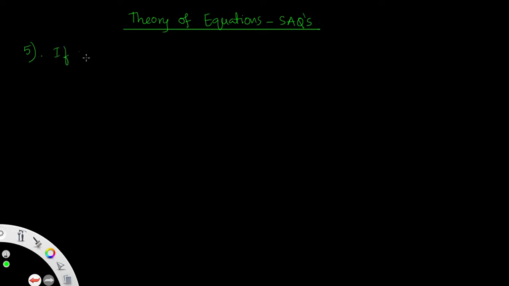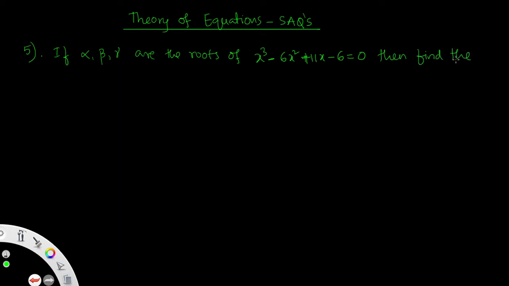If alpha, beta, gamma are the roots of x cube minus 6x square plus 11x minus 6 equal to 0, then find the equation whose roots are alpha square plus beta square, beta square plus gamma square, gamma square plus alpha square. So this is the question.